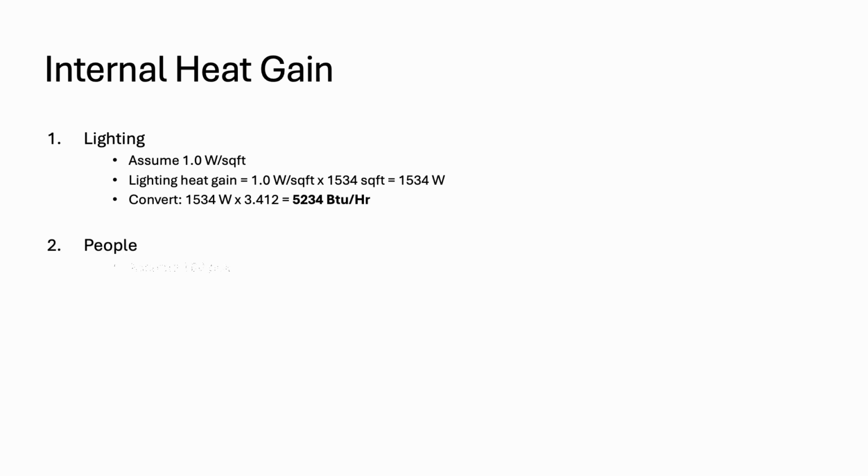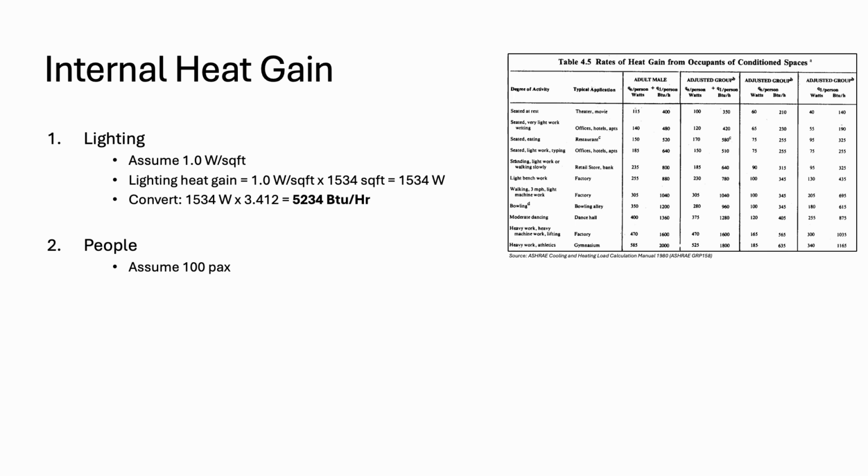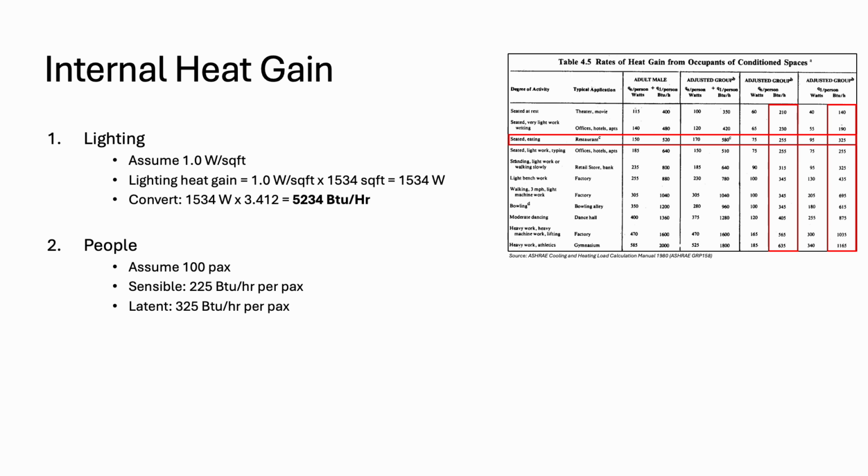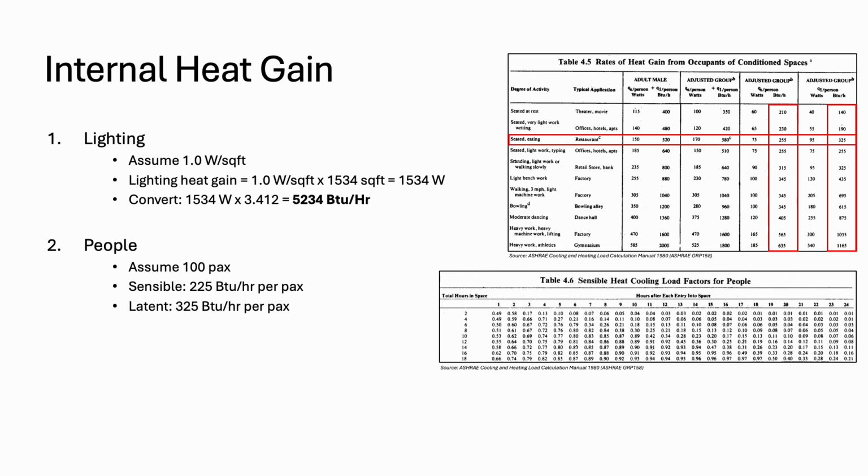Next is people. Assume the maximum number of people is 100 pax. Using this table, dining area, the sensible heat is 225 BTU per hour per pax. The latent heat is 325 BTU per hour per pax. Now, we need to use this table to apply a load factor to the sensible heat. Assume 1 PM is the peak occupancy time. From 1 PM to 3 PM, which is our design time, is 2 hours. Assume average eating time is 2 hours. Hence, our CLF is 0.58.